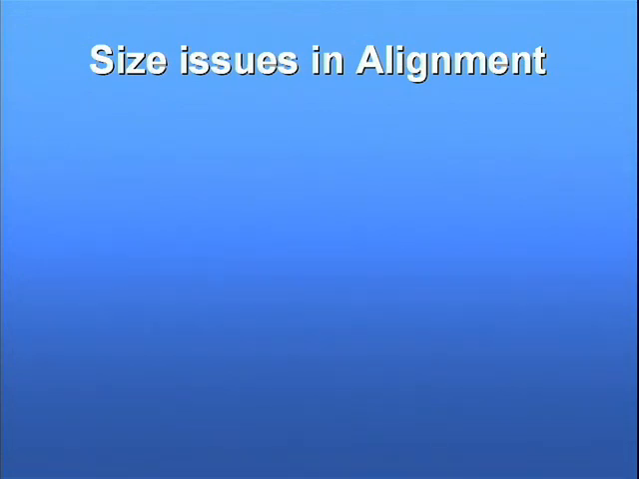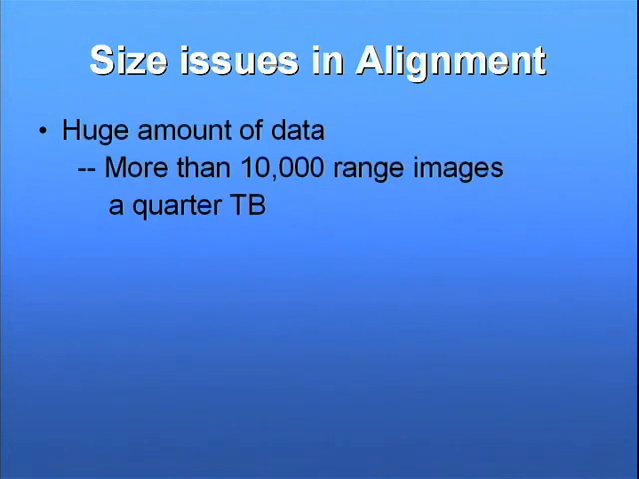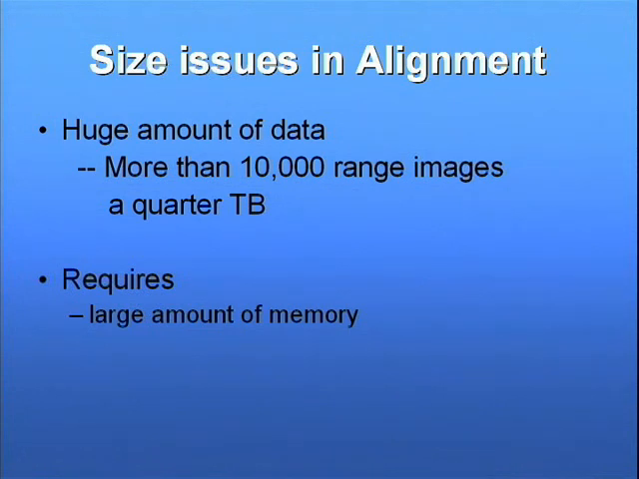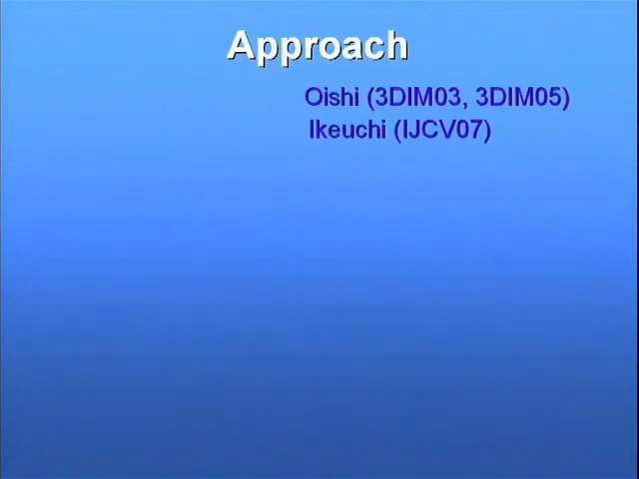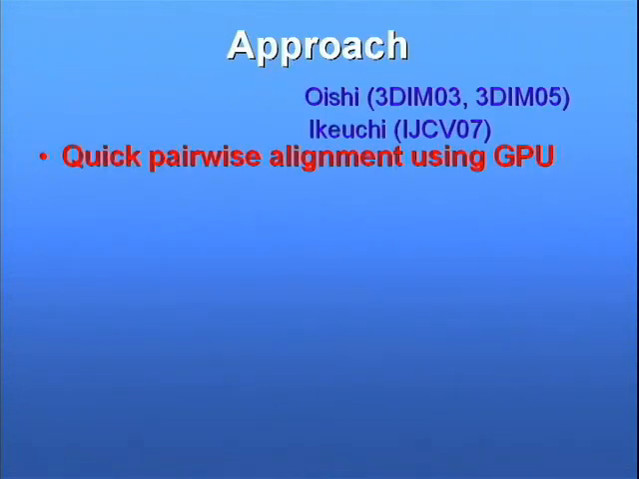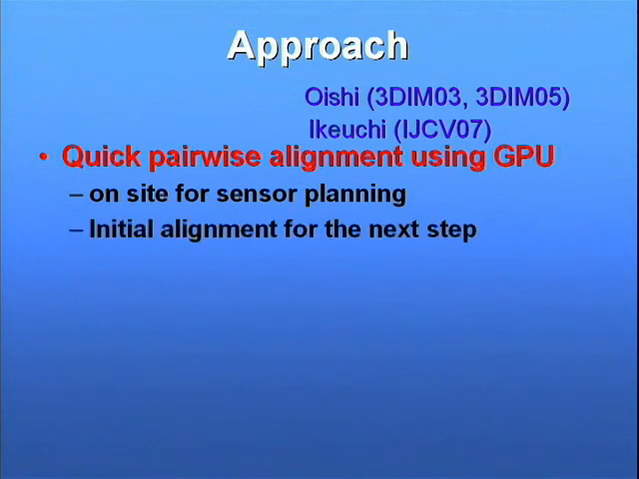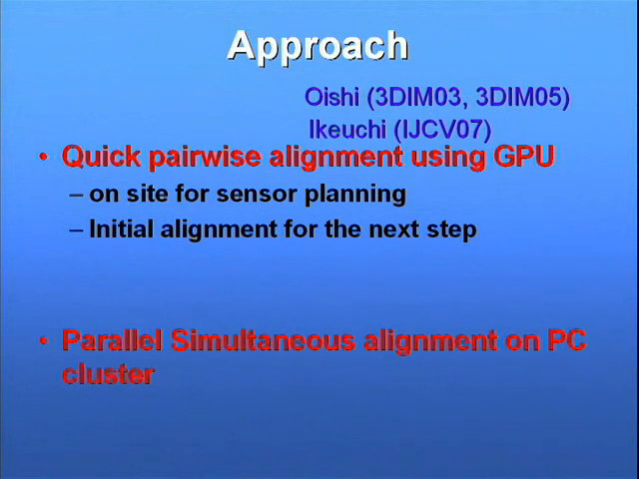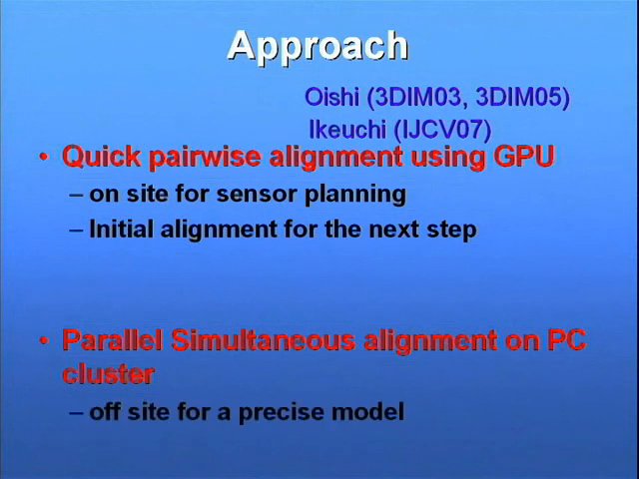Now, what is the issue in alignment? Well, the first issue is, as I told you, huge data. Due to that, it requires a large amount of memory and long computational time. So we developed a two-step approach. One is quick pairwise alignment using a graphics processing unit on-site for sensor planning and data checking. And it provides initial alignment for the next step. Also, based on this initial alignment, we run parallel simultaneous alignment on PC clusters.